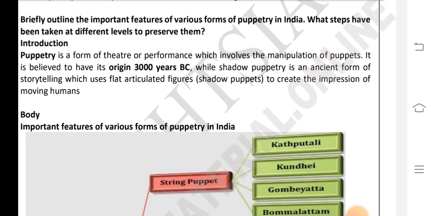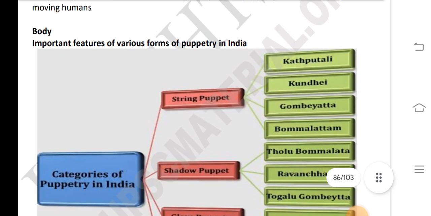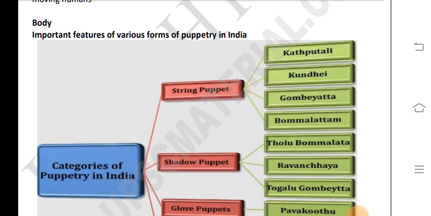The introduction. Puppetry is a form of theatre or performance which involves the manipulation of puppets. It is believed to have its origins 3000 years BC, and shadow puppetry is an ancient form of storytelling which uses flat articulated figures and shadow puppets to create the impression of a moving human body.